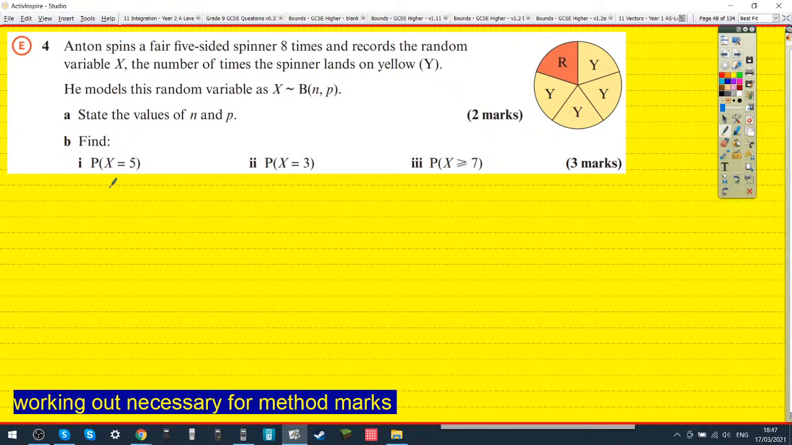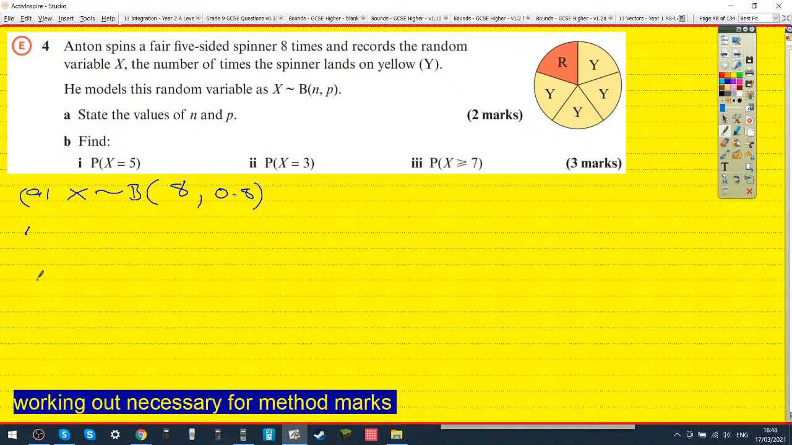I wouldn't know how to do the first one. Let's see. So the values of n and p. X is binomially distributed. So what's the number of trials? 8 maximum. And this time it isn't maximum. We're going to do 8 no matter what it lands on. And what is the probability of yellow? 4/5. Yeah, so I'll write 0.8.